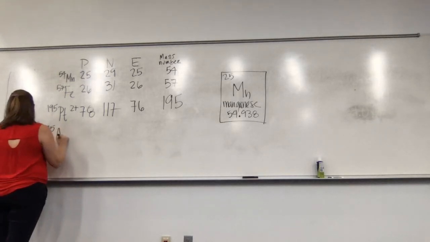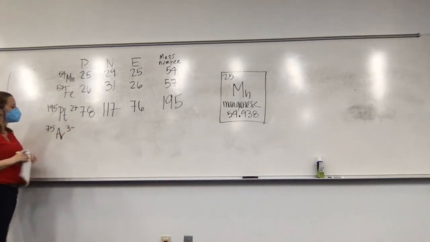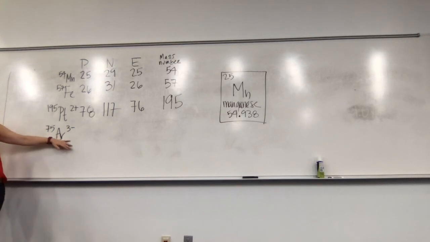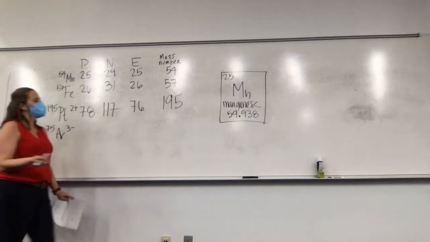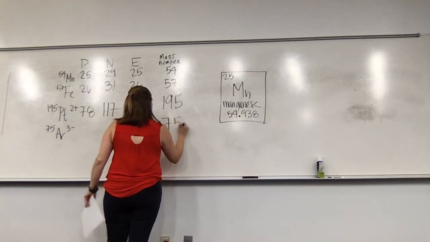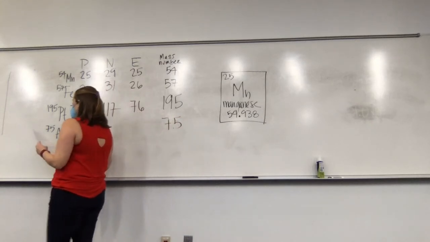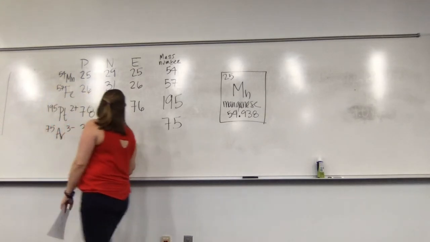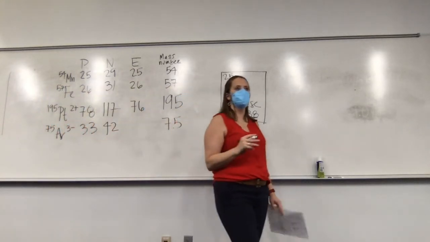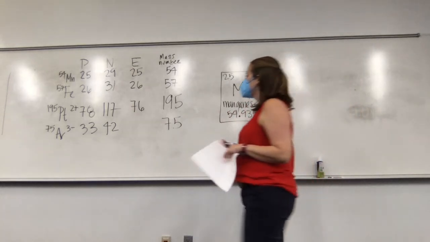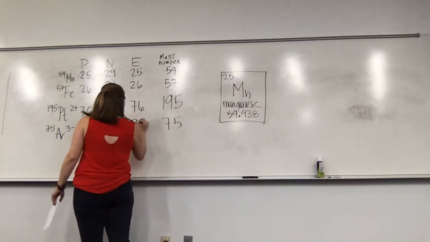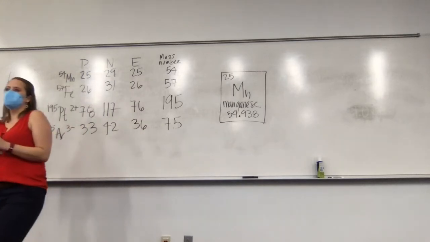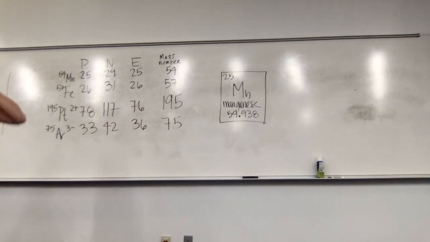Let's do the negative ion. So 75, arsenide 3 minus. In this case, we know that the mass number is 75. The protons are 33. The neutrons are 42. So how many electrons are there? 36. Correct. Questions, thoughts, any questions about these type of, not really a calculation, but these type of questions?